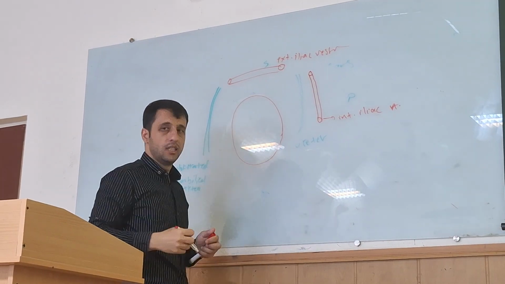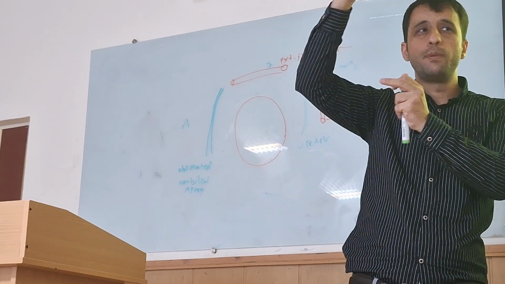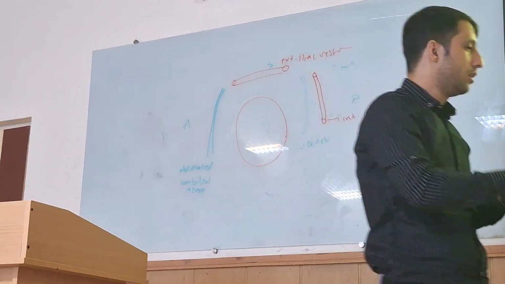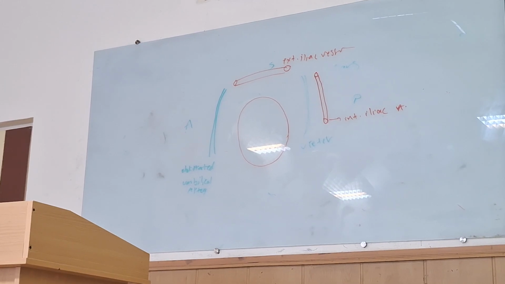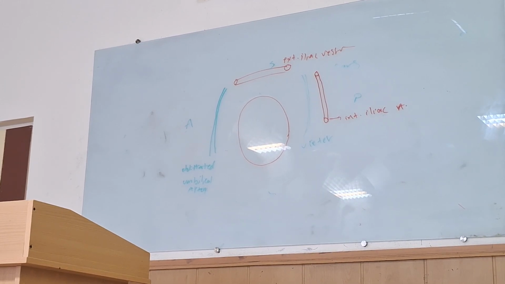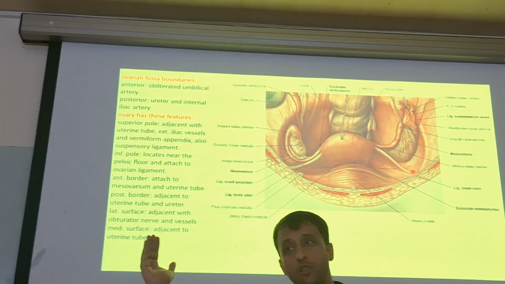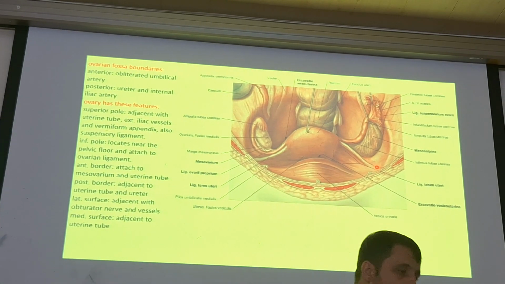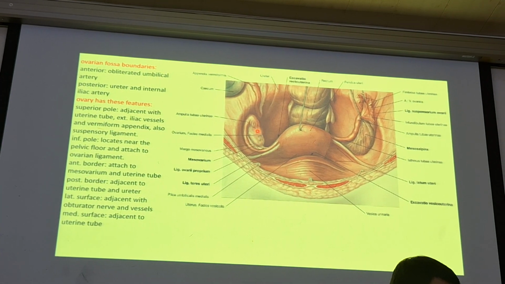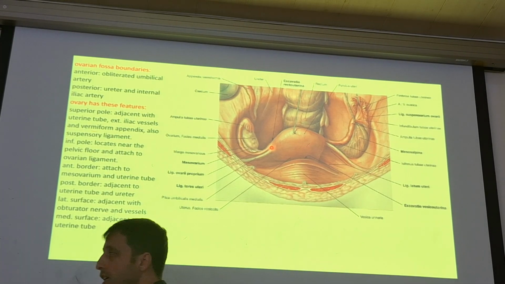As you know, the ovary is like the testis. It has an upper pole, here, and a lower pole. It has two surfaces, medial surface and lateral surface, which lateral surface is attached to the lateral wall. It has two borders, anterior border and posterior border.